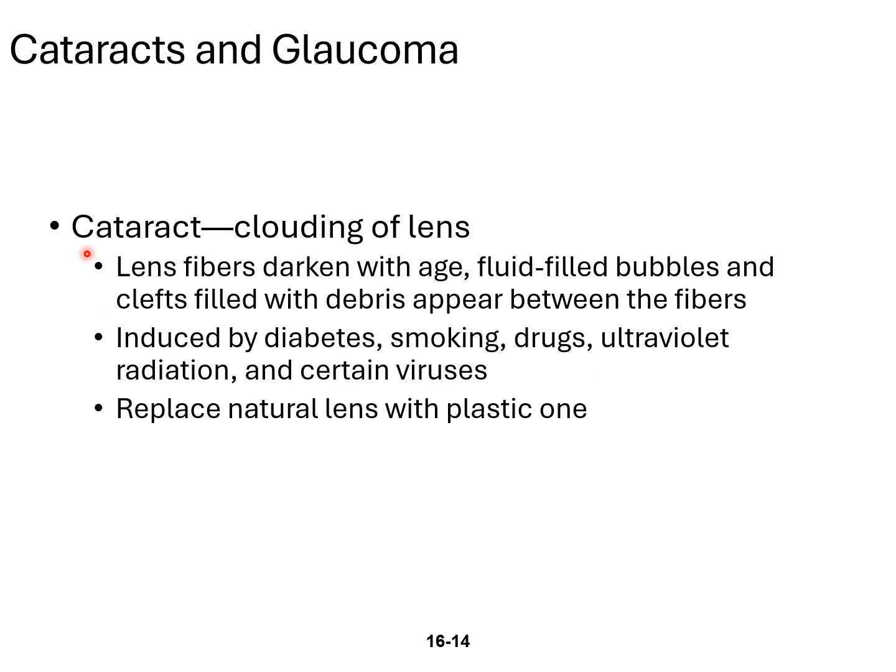Cataracts are the clouding of the lens. These lens fibers will start to darken, and if anything interferes with the ability for light to pass through, this will stop light from coming through. They get replaced, the natural lenses, with plastic ones, so you can still see clearly. If it's in the lens, it's called a cataract.